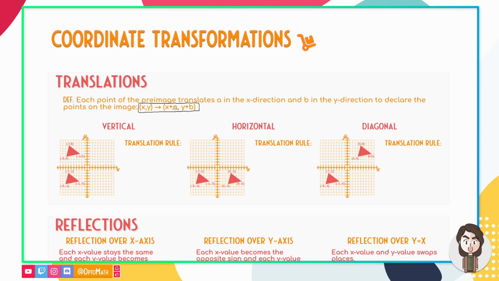Again, A could mean we're going left or right. Left if it's negative, right if it's positive, and B means we're going up or down. Up if it's positive, down if it's negative.